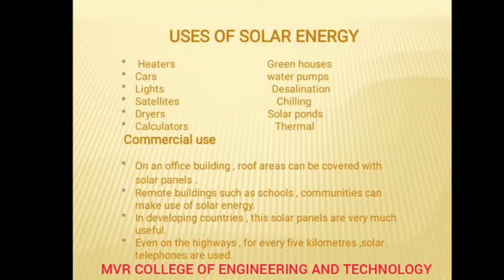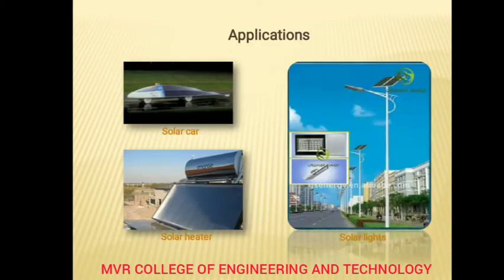We can see all these things: by using solar energy you can operate all these applications: greenhouses, water pumps, desalination, chilling, solar thermal, and it can also be used for commercial use, like office buildings, roof areas, shops, remote buildings, schools, communities, developing countries. Solar panels are very useful. Solar telephones are also used here. So this is about uses of solar energy, and you can see the applications here. You can see the solar car, solar heater, solar lights.